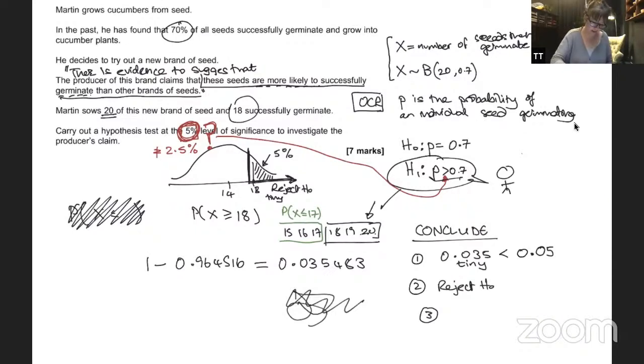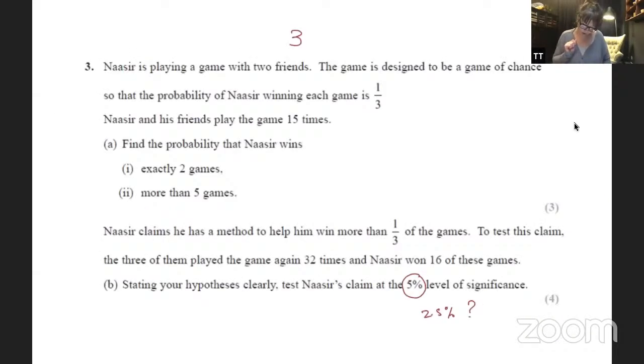Okay, critical region. Let's find one with a critical region. So this one isn't critical region because he won 16. So he's saying, I won 16. That shows that I'm the best.